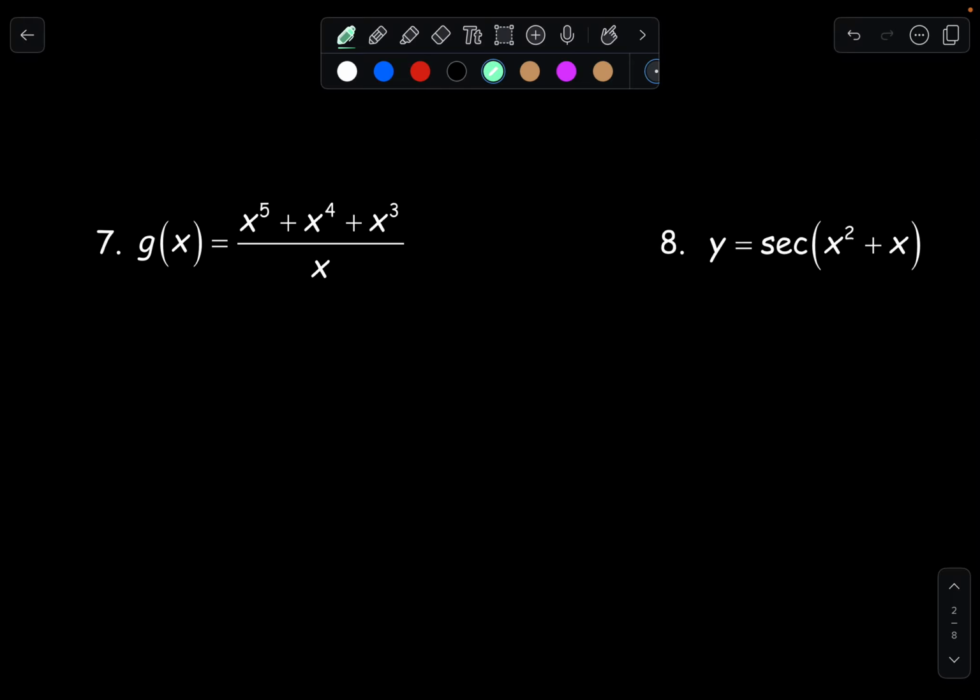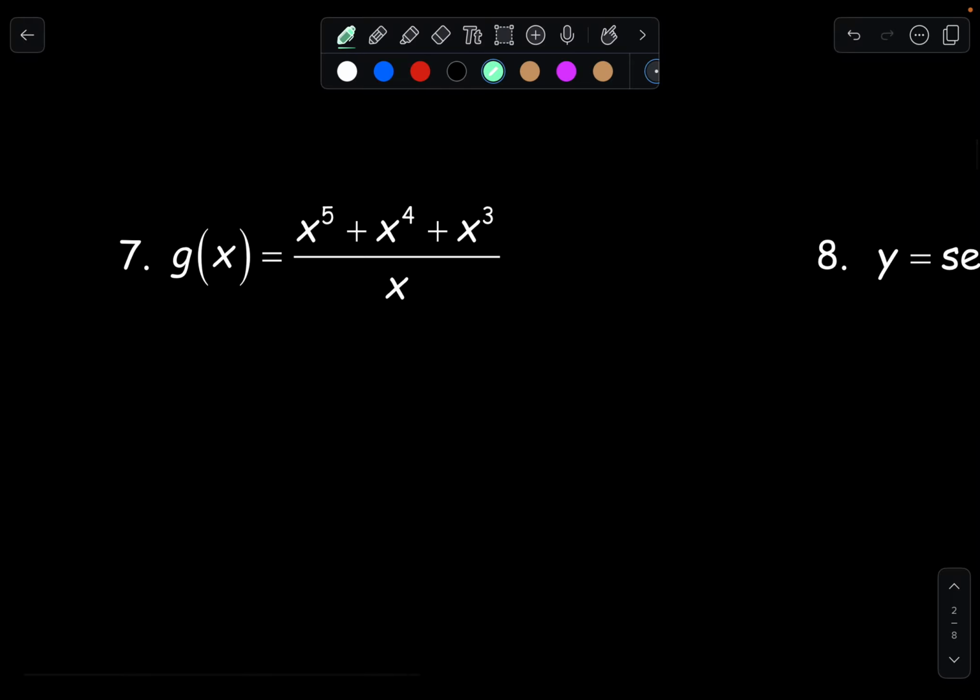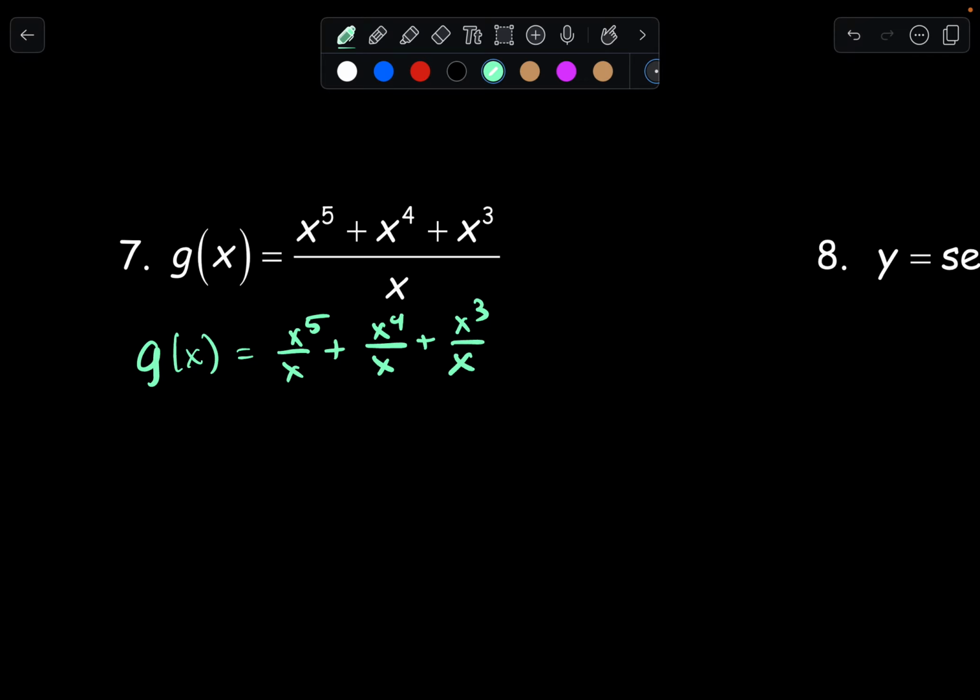All right, number 7. g of x is equal to x to the 5th plus x to the 4th plus x cubed, divided by x. Okay. Again, you could use the quotient rule, you could use the power rule, but since we have a single term in the denominator, just split them up. So we have x to the 5th over x plus x to the 4th over x plus x cubed over x. And now we just have to use the power rule instead of taking up time to use the quotient rule or the product rule.